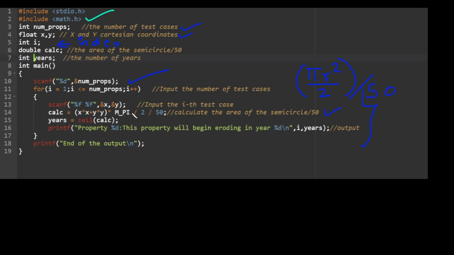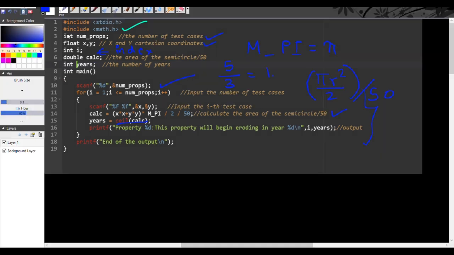In C programming, if you include your math library, you can use the function M underscore PI for getting the value of pi, and then ceil is a function which, suppose you divide 5 divided by 3, 1.66. So if we take ceil of 5 by 3, it will be equal to 2. So the upper limit of the division is what the ceil is considered to be. And then we will be printing this line, and when this for loop finishes, we just print the end of the output.